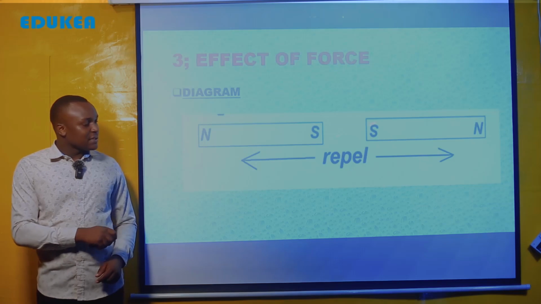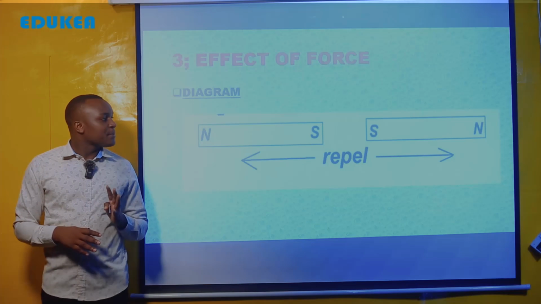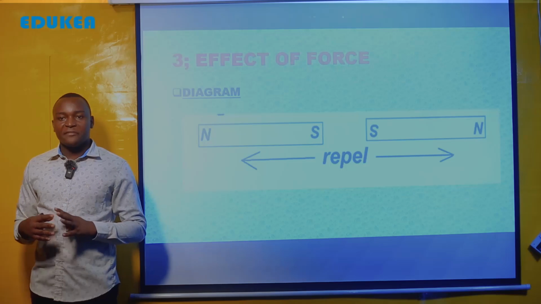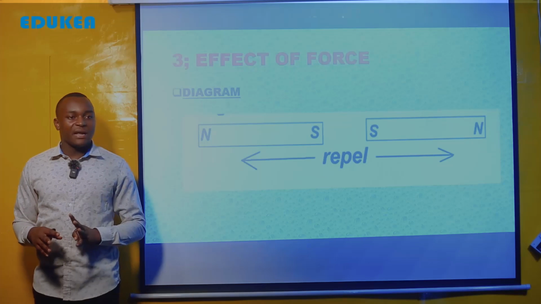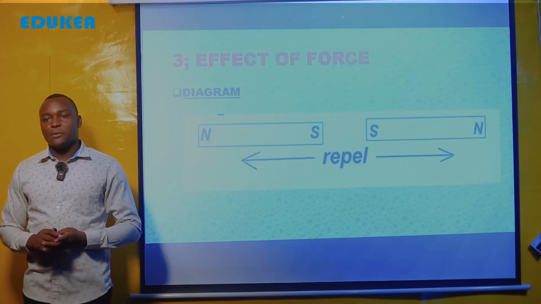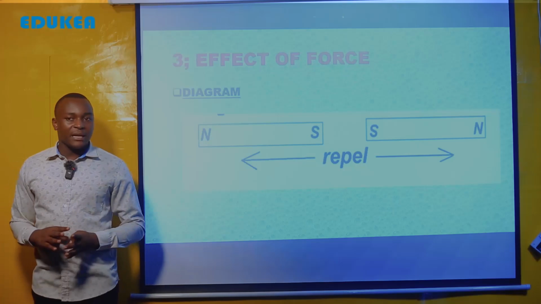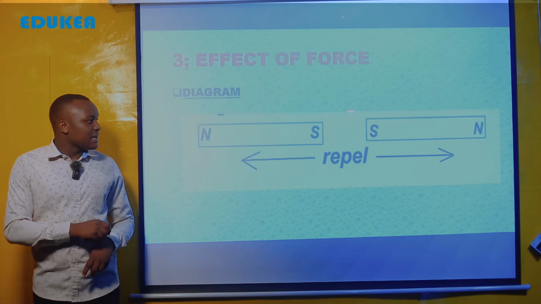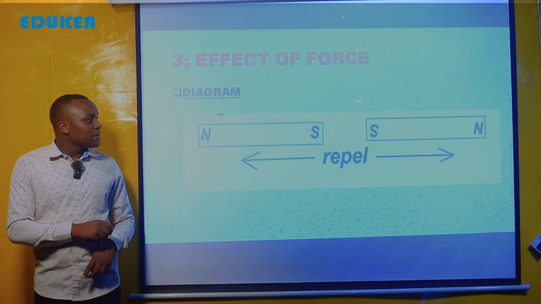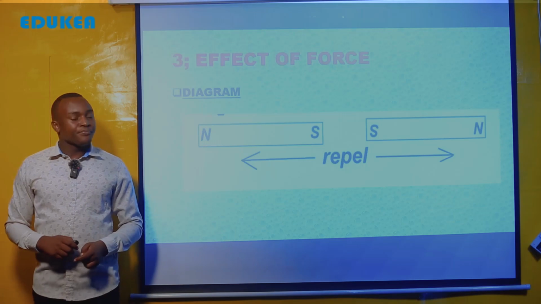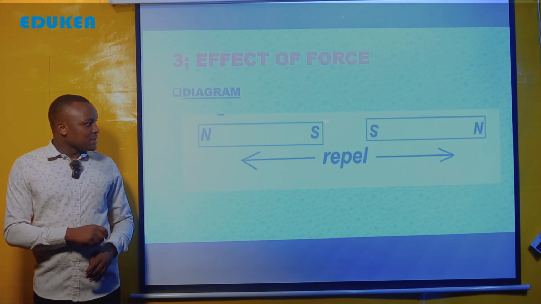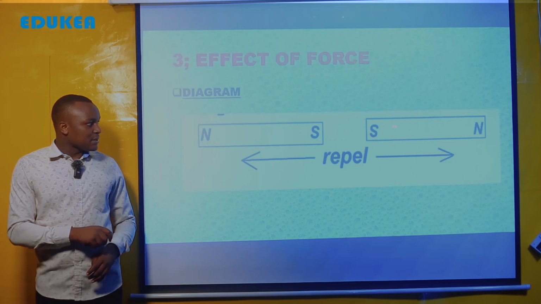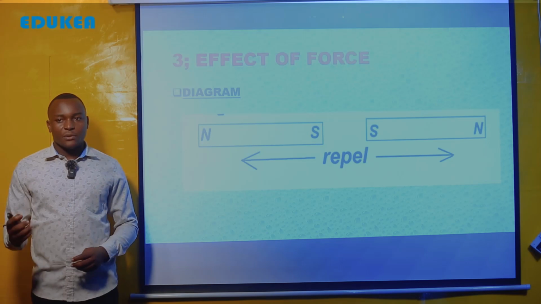So there will exist a repulsion between those bar magnets, kwa sababu ni poles ambazo zinafanana. Kwa hiyo tukiwa na poles ambazo zinafanana katika bar magnet, tunasema kwamba kitakachotokea pale ni utengano, repel. So there will be a repulsion force between the poles which have the same side, because this is the side of south and this is the side of the south, so there will be a repulsion.